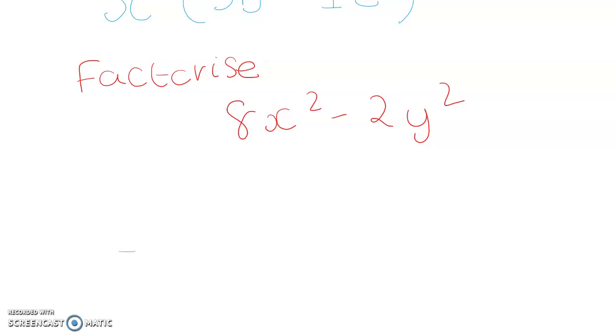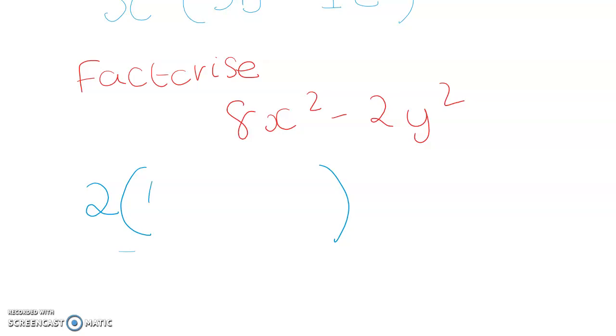Okay, the highest number that I can take out is 2. What I'm going to be left with then, I can't take out the x, lads, because there's not an x in the second term. I can't take out a y because there's only the y in the second term. So I'm going to open up the brackets.